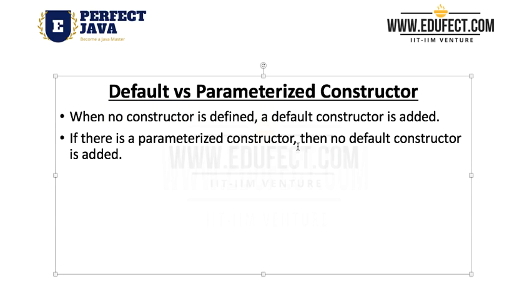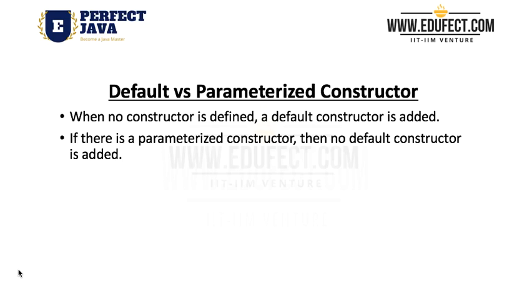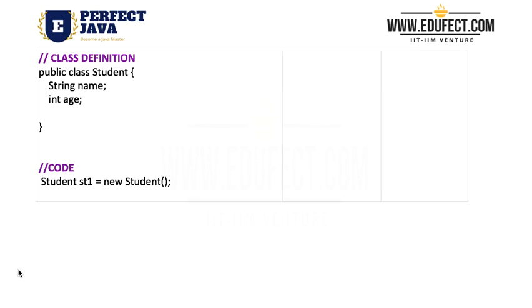If there is a parameterized constructor in a class, does the class have a constructor? Yes. And which is why no default constructor is added. So if a class has a parameterized constructor, then no default constructor is added. Let's look at some examples to understand it better.